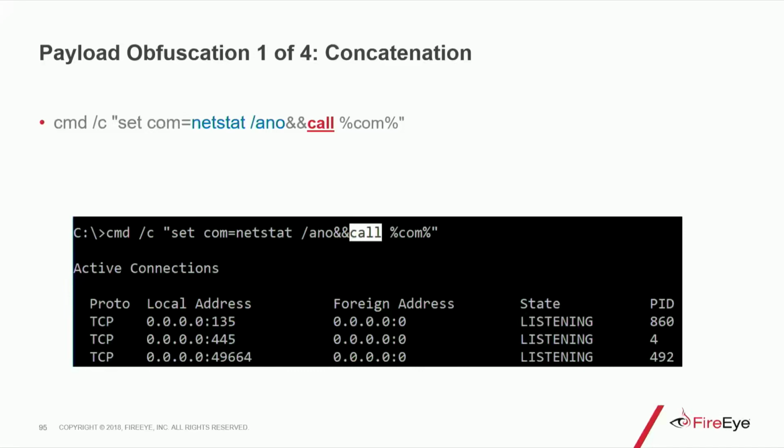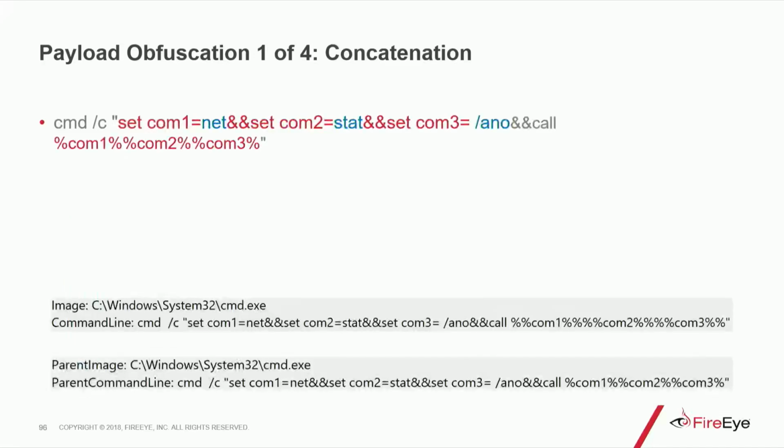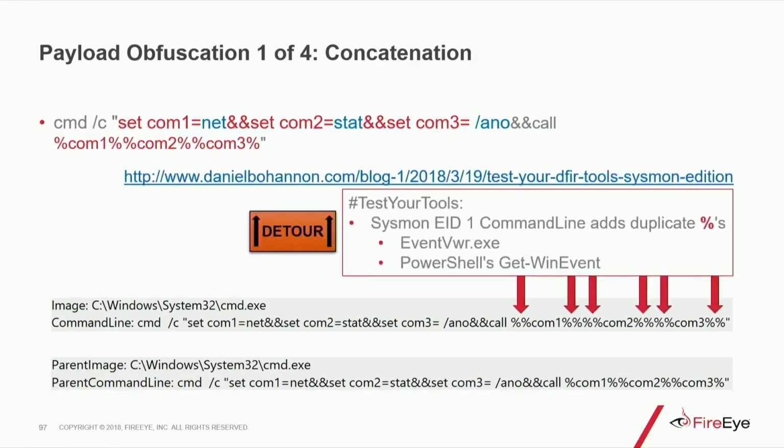Okay, perfect. Well, instead of having 1 variable, what if we chop up our entire command into 3 variables, com1 through 3, and then we call the concatenation of com1, 2, and 3. Now, an interesting thing happens here. It runs successfully, but these are some screenshots from Sysmon EID 1, and if you'll notice, the parent command line is perfectly fine, but the image process command line actually has 2 % for every single %.